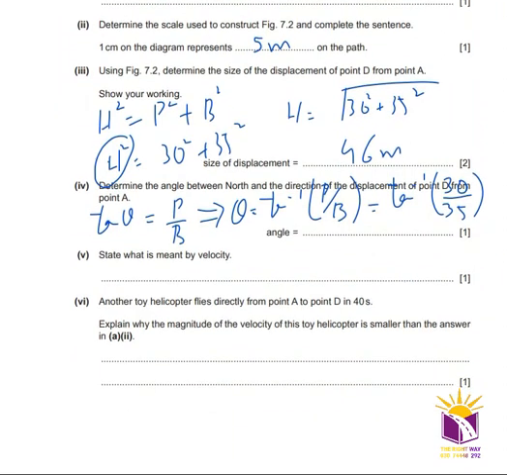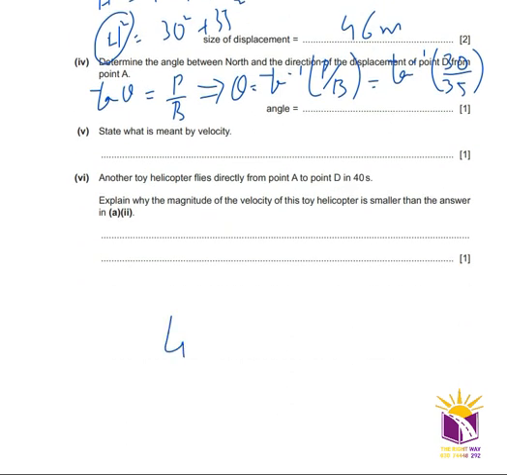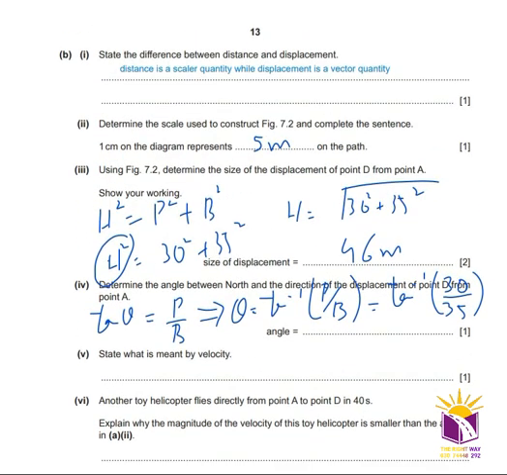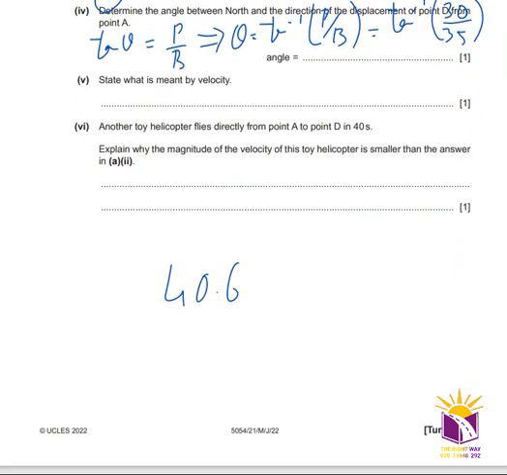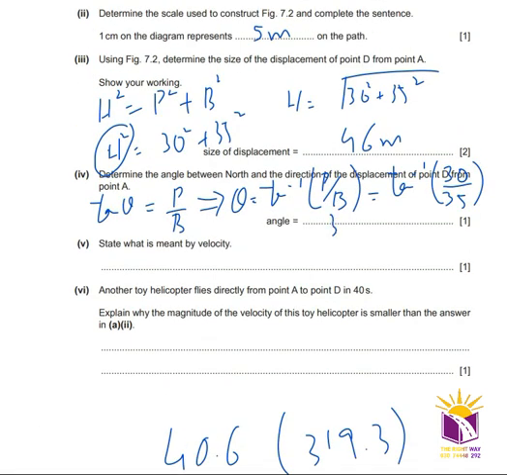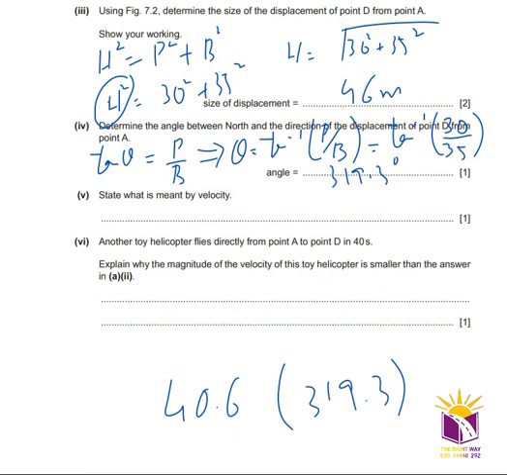So what is the value? By using calculator, shift tan 30 divided by 35 and it will be approximately 40.6. I am writing 40.6 over here. You can write 40.6 or you can subtract it from 360. 360 minus 40.6 is equal to 319.3 degree. You can write either 40.6 or 319.3 degree. It's up to you. State what is meant by velocity.